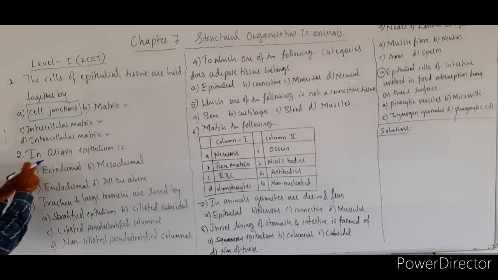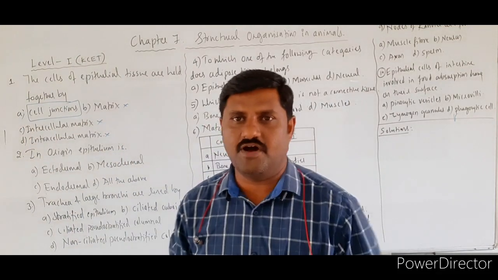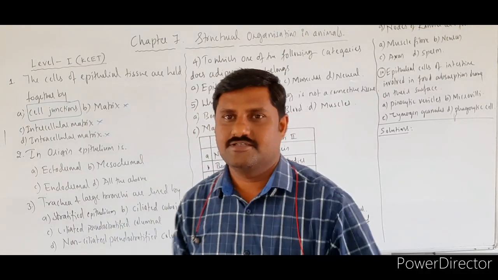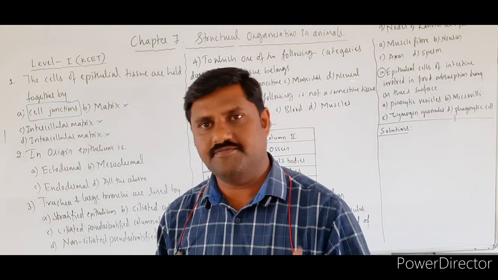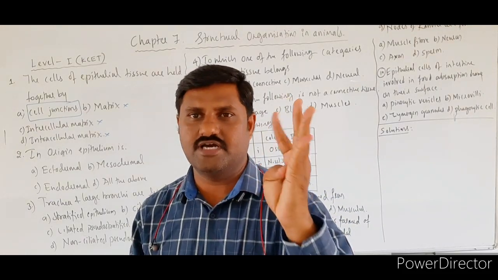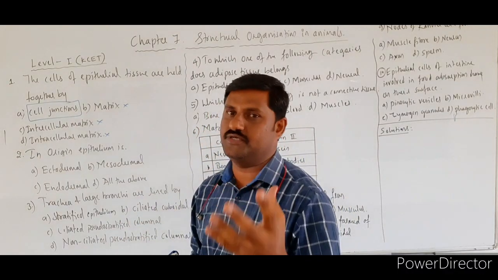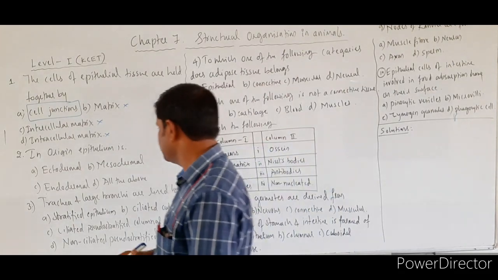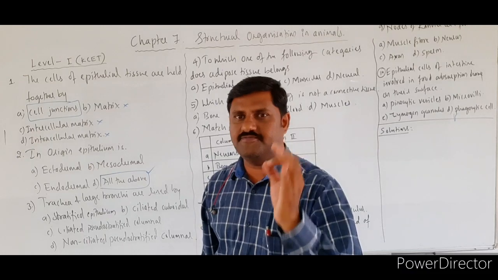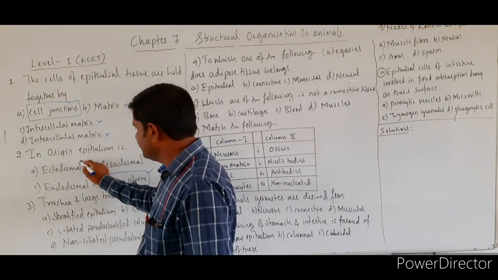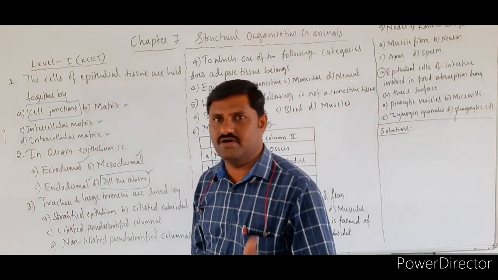Then the second question: in origin, epithelium, meaning epithelial tissue, originates from which germ layer? There are three germ layers, which I already explained in theory during the formation of the embryo. They are ectoderm, endoderm, and mesoderm. The epithelial tissue originates from all three germ layers. That's why the answer to this question is all the above, because it originates from ectoderm, from mesoderm, as well as from endoderm.